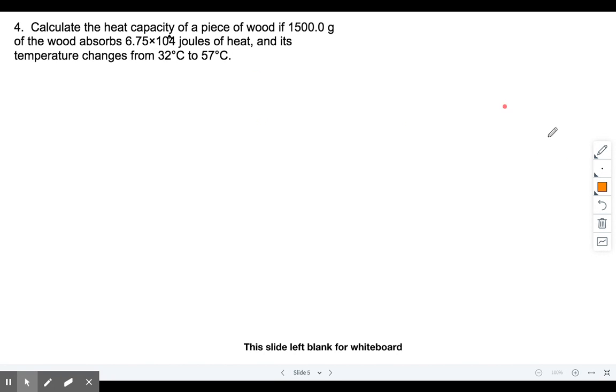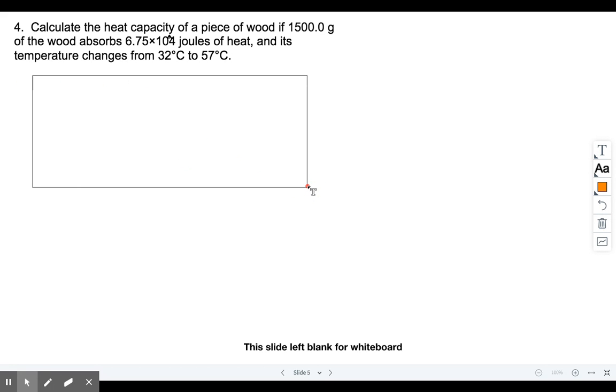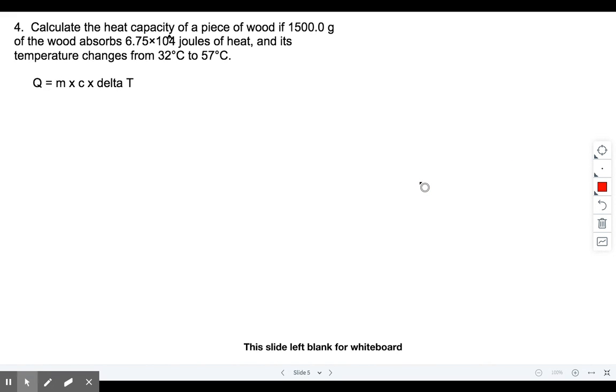Okay, so let me write my equation. Q equals, so I'm going to type my equation. Q equals N times C times delta T. Keep doing that. Doing the wrong button. Okay, and now I want to look for what the question is asking me to find. Okay, it says right there, calculate the heat capacity. Boom, right there. So if I'm calculating the heat capacity, I know the heat capacity is C. Okay, so there's my heat capacity.